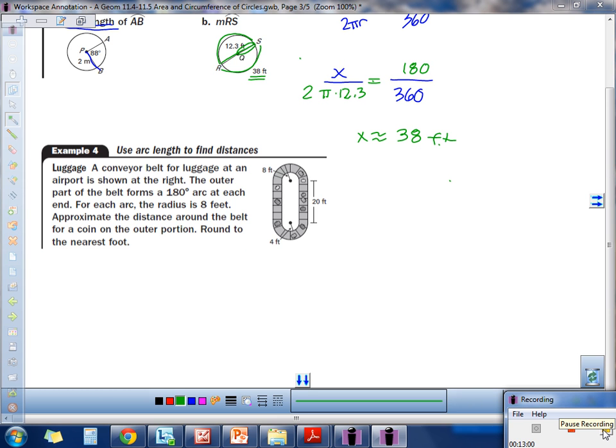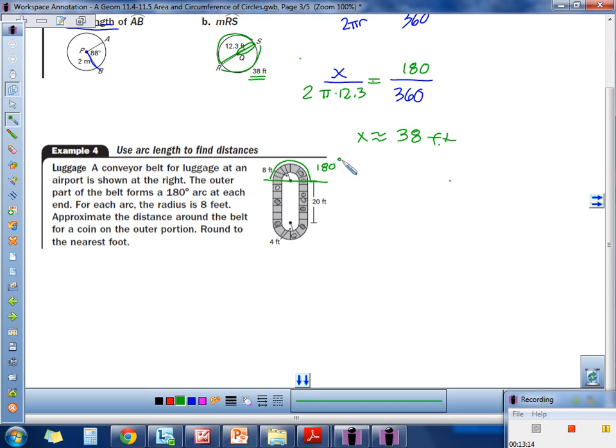All right, here's another one. This is a problem that's similar to what's on the ACT and what's on the test. So they say a conveyor belt for luggage in an airport is shown at the right. The outer part of the circle belt forms a 180-degree arc. So what it's talking about is that part right there, when you go around it, that's 180 degrees. Same thing down here on this end. They say the radius is 8 feet, and that's indicated over here. The 8 is pointing at the middle of that radius.